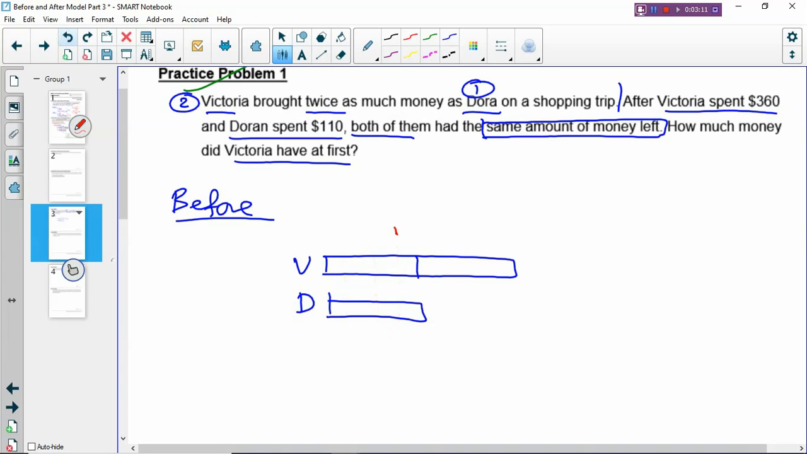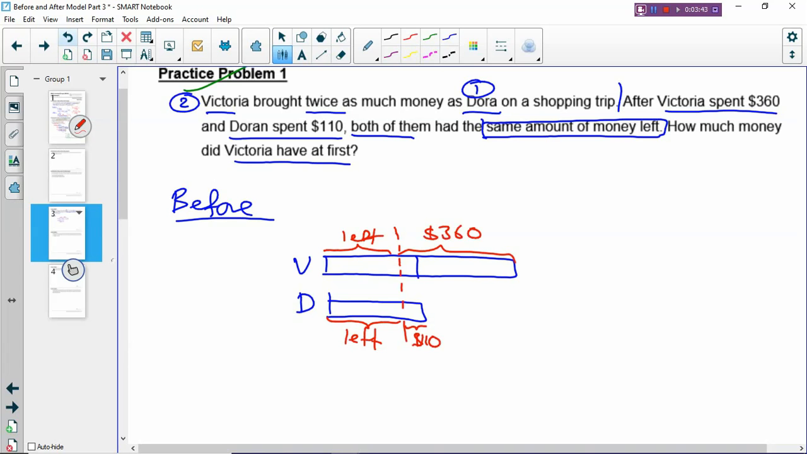Like this, for example. So you can see where the equal concept is. The equal concept is over here. They now have equal money left. So both Victoria and Dora had the same money left, which means that Victoria must have spent $360 and Dora must have spent $110, which is that small little box there. So that is how you cut when you see an equal concept, using a dotted line.